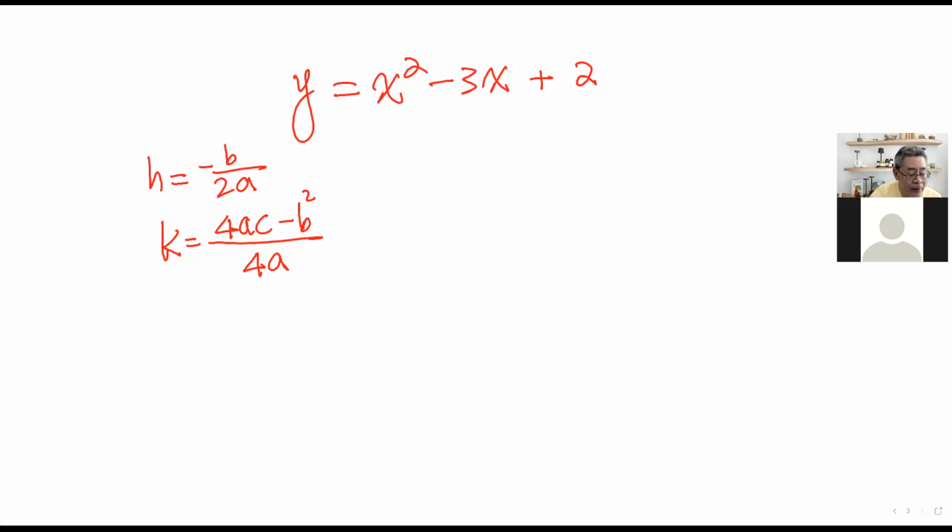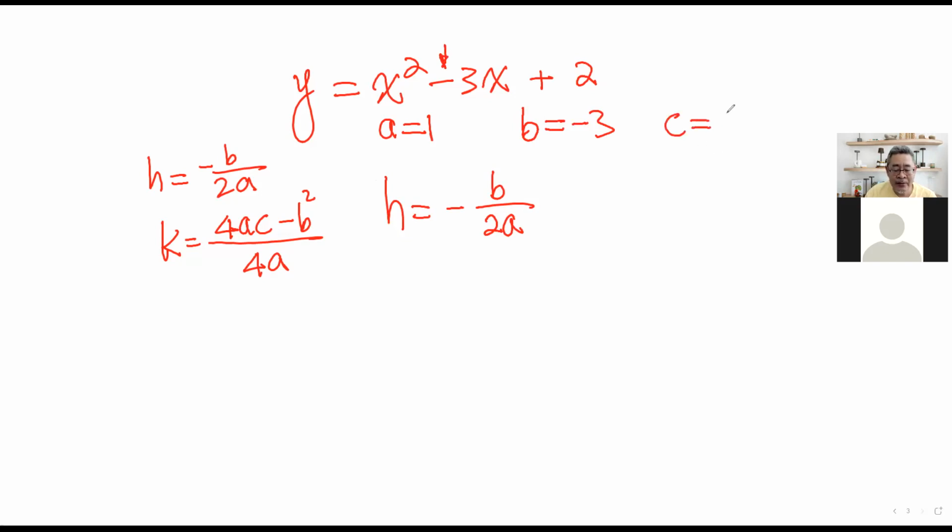Well, let's see how we do this one. Our h, don't forget, is minus b over 2a. What is our b here? We know our a is 1. B actually is -3 because there's a negative in front. And c is 2. Good? Yep. So that will be minus -3 over 2 times 1. So it's 3 over 2.